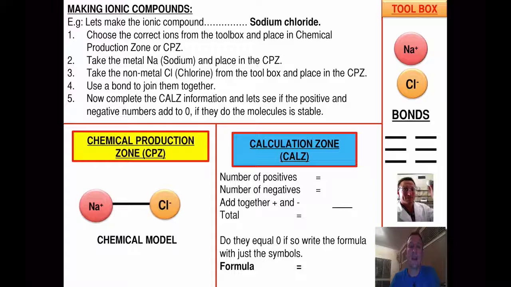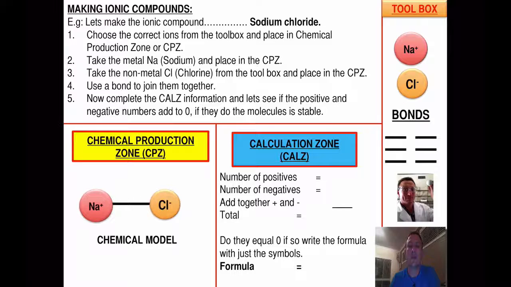Now we've got the 2 ions there, we need to check that they are stable. They're stable if the charges, when added together, come to 0. If they come to 0, we can say it's stable, and then we literally write down what we are given from the CPZ as the formula. This will make sense in a minute. So now we need to go over to the blue zone, the calculation zone, or the CALZ.